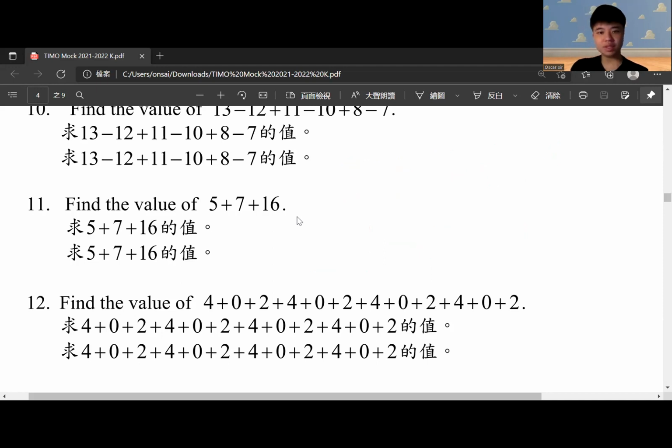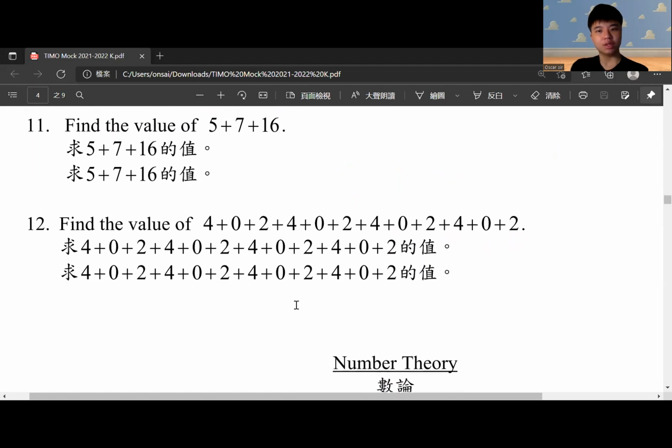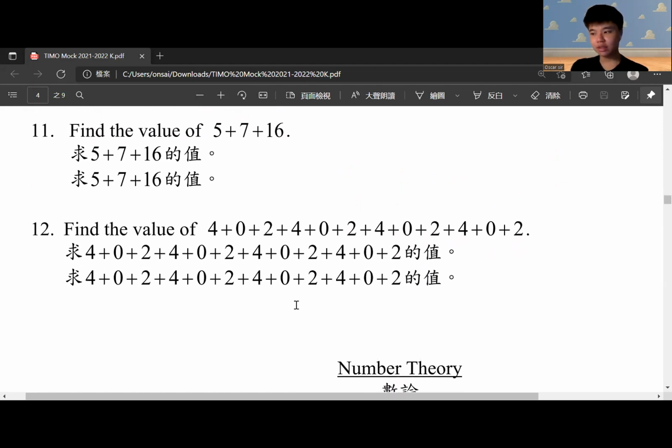Okay, so we can see question 12. There are many numbers adding inside. Teacher, the answer is 24. Yeah, sure. Actually, we can find that there are many numbers adding, but actually the zero is nothing. Adding the zero is nothing. So we can cancel out the zero, right? So we can simplify this question to like this.